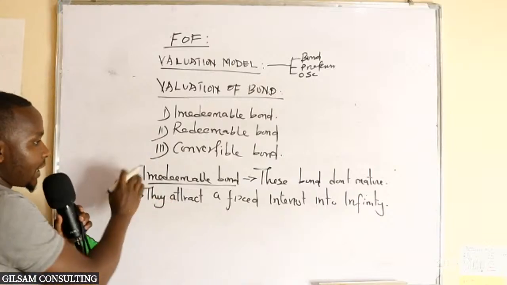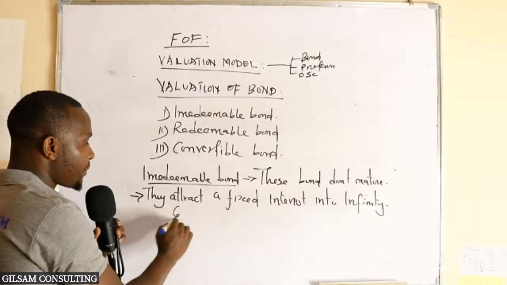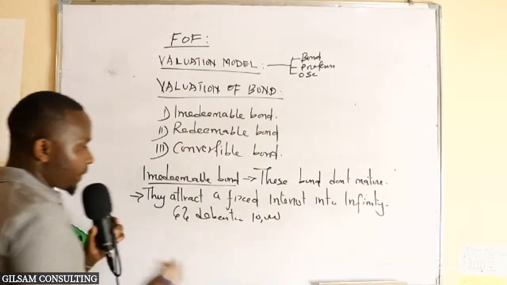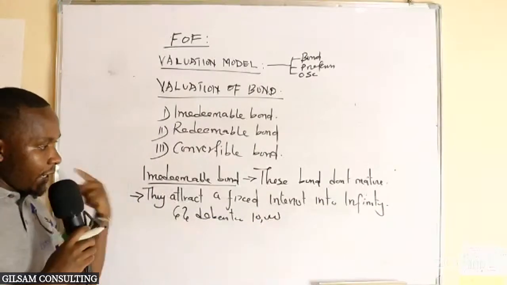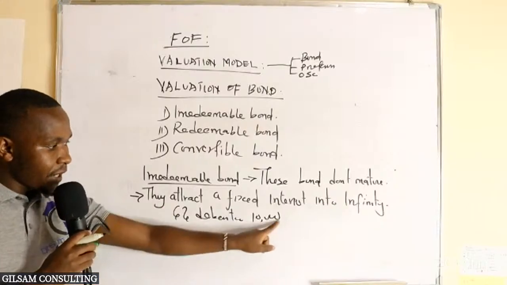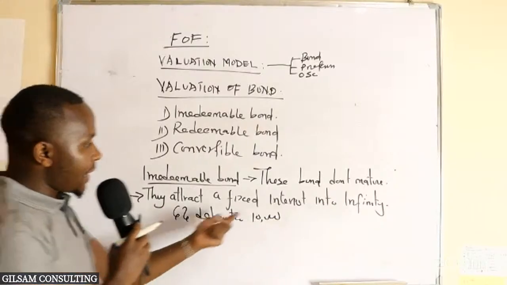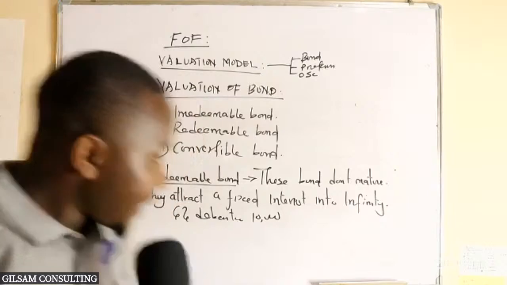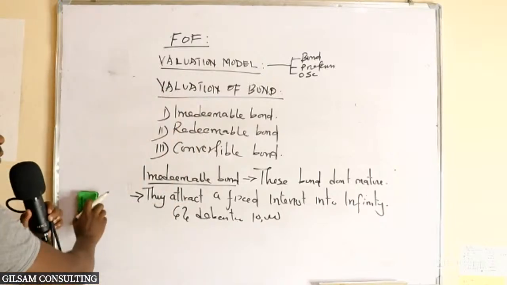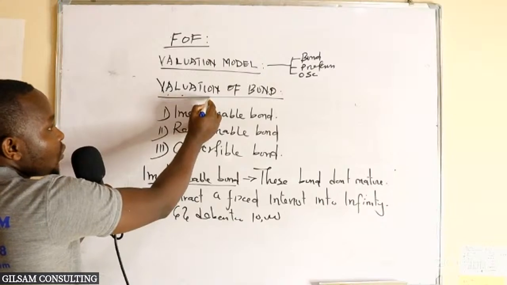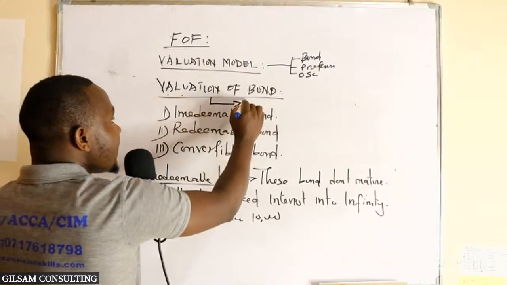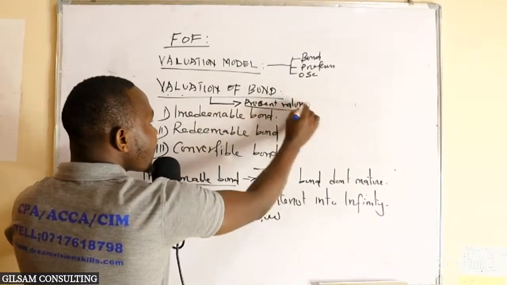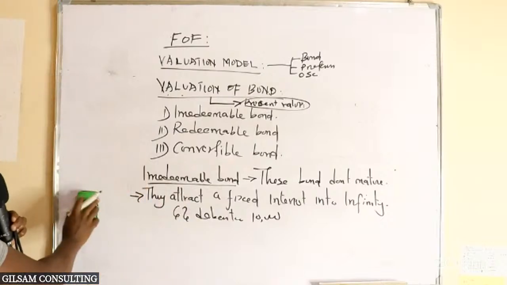So ukiangalia financial statement, most of the time unaambiwa 6% debentures at this value. So if they don't mature, then every year you have to pay 6% of this value. That's what we mean as the fixed interest. So examiner atakuwa anakuuliza valuation. Tukisema valuation, we are getting the present value of that bond, or the current market price of the bond.